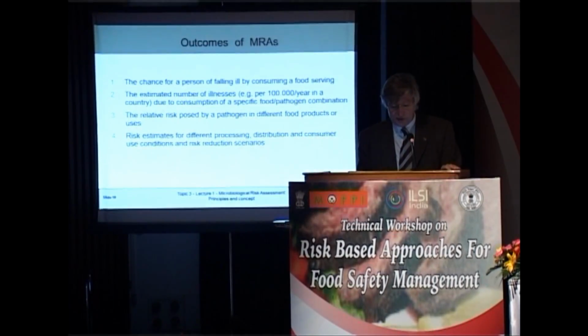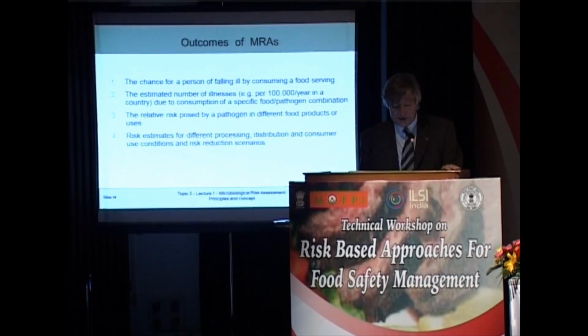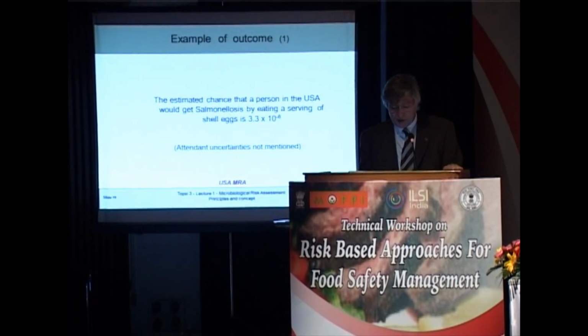Outcomes of risk assessment can be simply defined as the chance of a person falling ill after consuming a serving of food. It could be a population level risk assessment, so per 100,000 people in a country in a year, what is the number of cases? Or the relative risk, comparing different foods where a pathogen can be present, and maybe risks related to different handling, different distribution, that could also be ranked as risks.